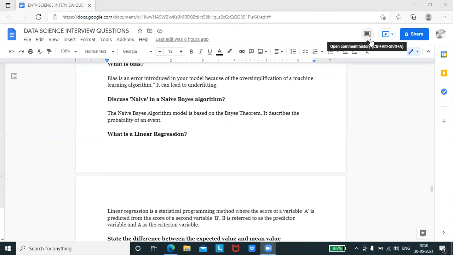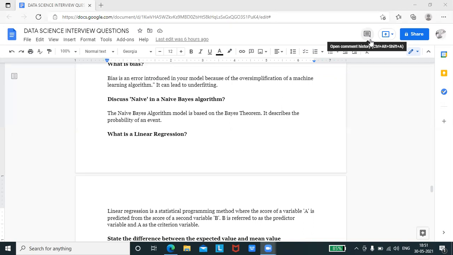So the next question is, what is naive in naive-Bayes algorithm? So in simple terms, a naive-Bayes classifier assumes that the presence of a particular feature of a class is unrelated to the presence of any other feature given the class variable.